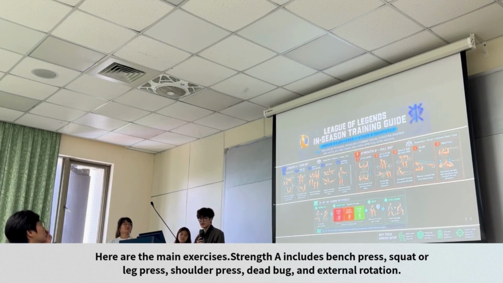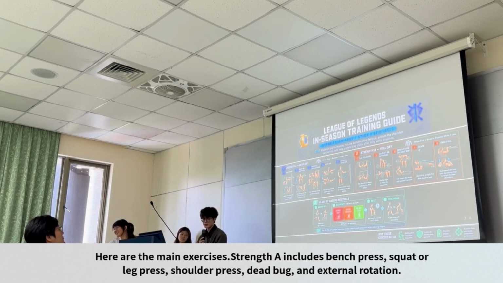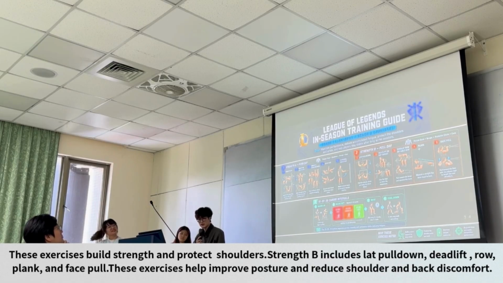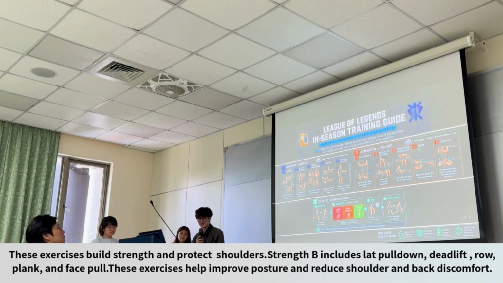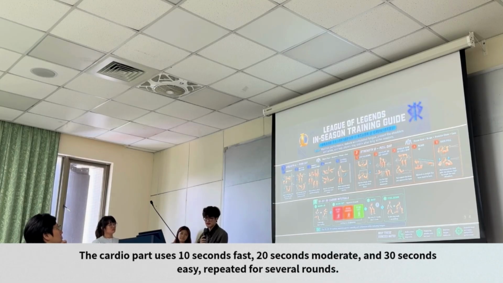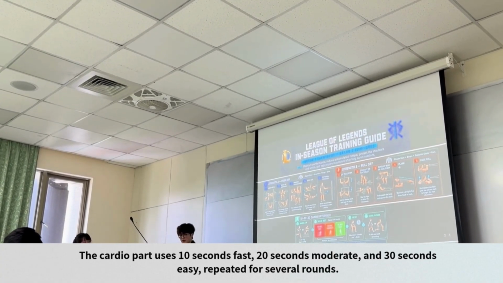And here are the main exercises. Strength A includes the bench press, squat or leg press, shoulder press, dead bug, and external rotation. These exercises build strength and protect the shoulder. Strength B includes the lat pull down, deadlift or hip thrust, seated row, and face pull. These exercises help improve posture and reduce shoulder and back discomfort. The cardio part uses 10 seconds fast, 20 seconds moderate, and 30 seconds easy, repeated for several rounds.